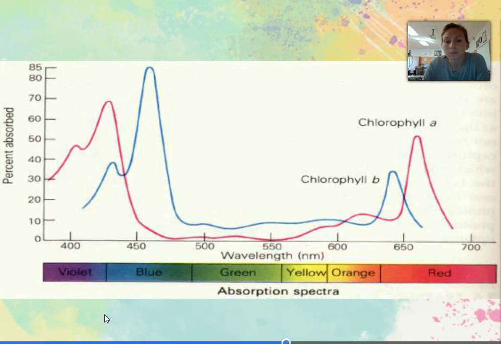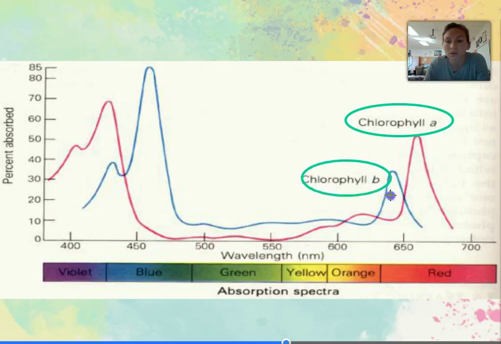Pigments are light-absorbing molecules, and for plants, in their chloroplasts, they have two types of chlorophyll, chlorophyll A and chlorophyll B. And if you take a really close look at this graph, which is showing you what areas of absorption these types of chlorophyll, these pigment absorbed molecules, can grab energy at its most. So you have percent absorbed right here.